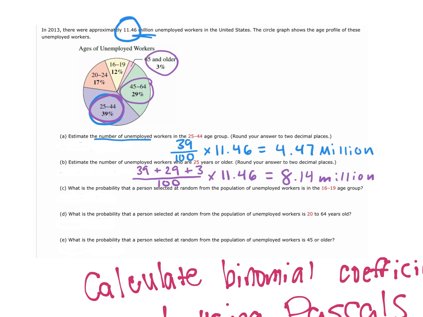Alright, C, what is the probability that a person selected at random from the population of unemployed workers is in the 16 to 19 age group? So we're looking here. What do you think our probability of picking one of these people is? Yeah. So 12%. We could also say 12 out of 100, which would simplify to 6 out of 50, which is 3 out of 25. Or you could say 0.12. Either way works.